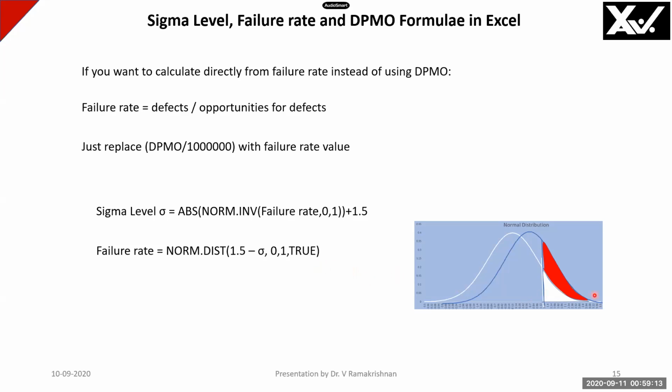Now, if this is positive, then what you'll have to do is subtract from 1: 1 minus this. But since it is negative, we do not subtract. So DPMO is equal to NORM.DIST, open bracket, 1.5 minus sigma, 0, comma 1, comma true, into 1 million, because I'm just multiplying the failure rate by 1 million. This is nothing but the formula for failure rate. So once you find out the failure rate, you can get DPMO by multiplying by 1 million.